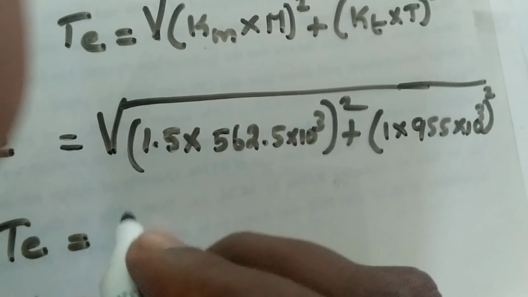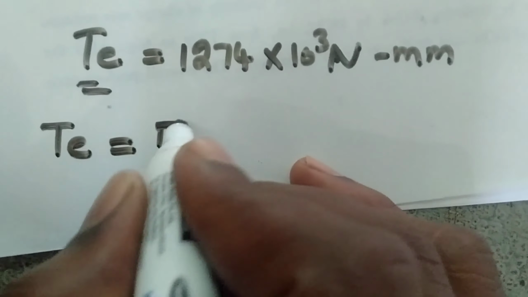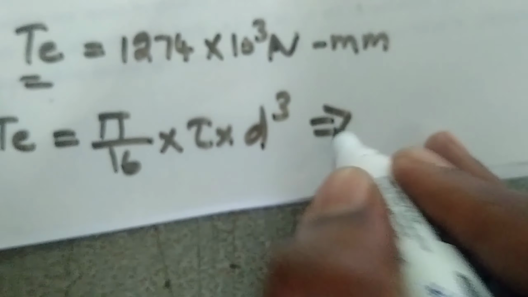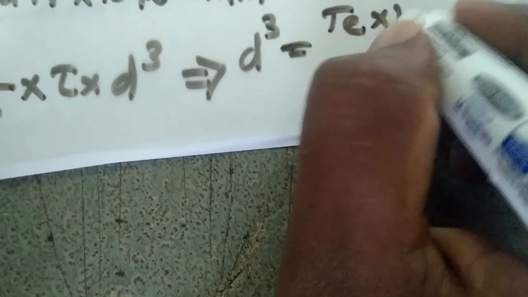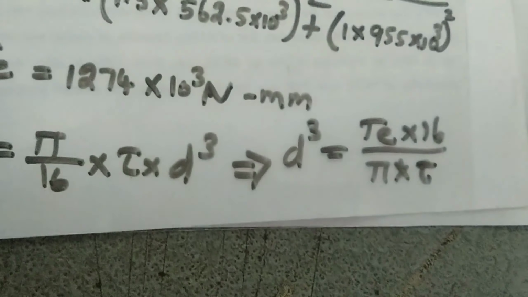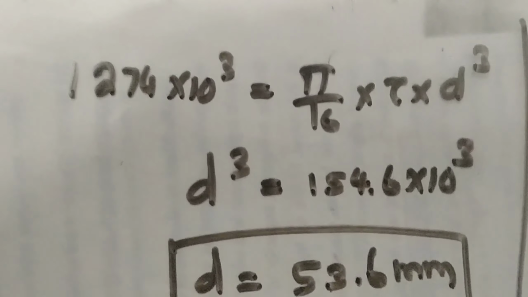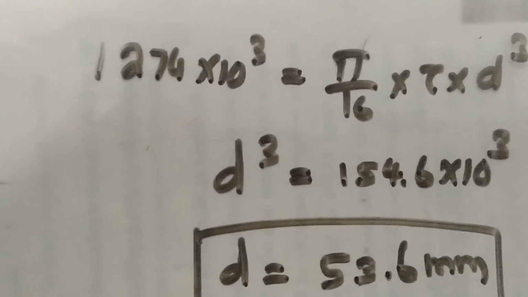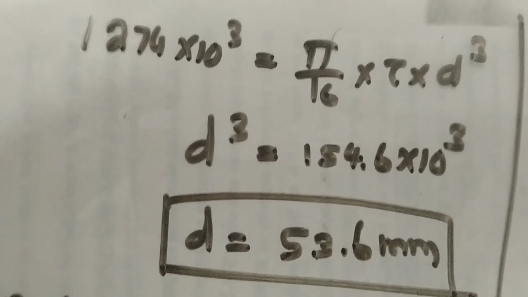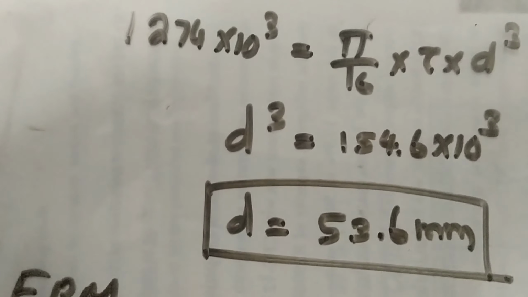So we know that TE has another formula: TE equal to pi by 16 into tau into d cube. If you apply the values, d cube equal to TE into 16 by pi into tau. By solving, we know the tau value, and applying it, you will get d equal to 53.6 millimeter. So this is what we have obtained by means of the equivalent twisting moment.